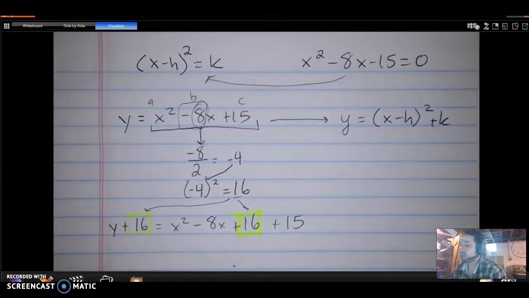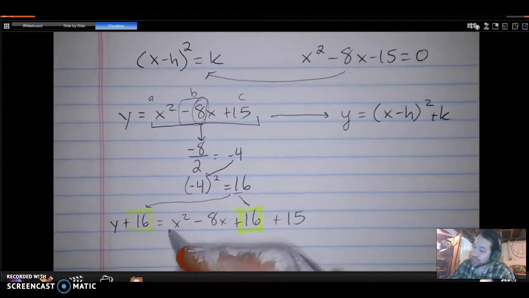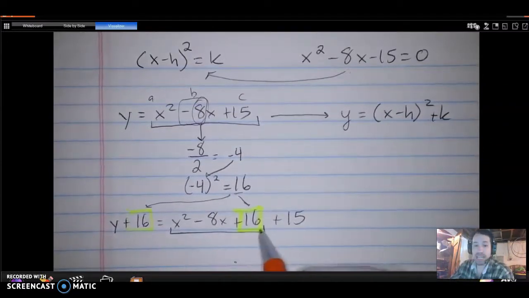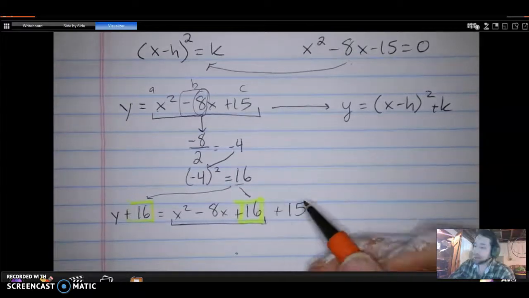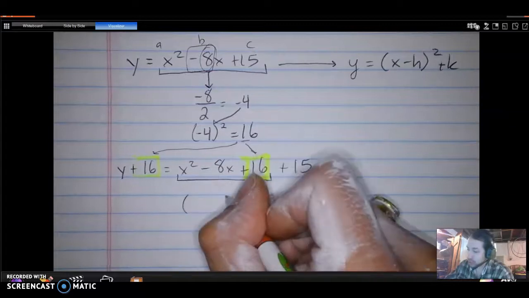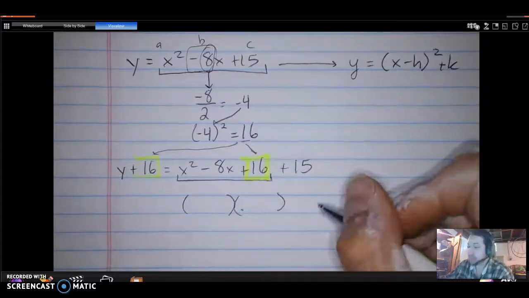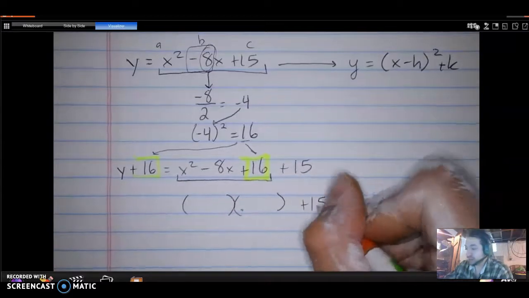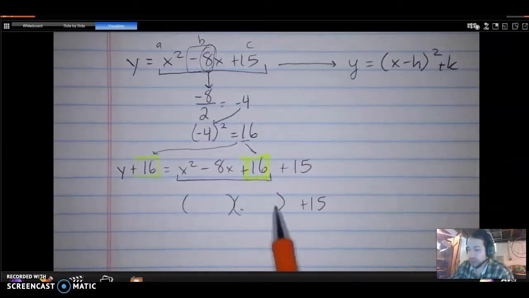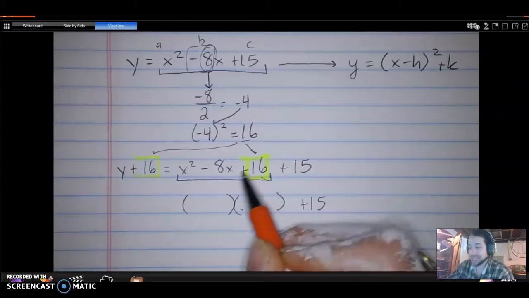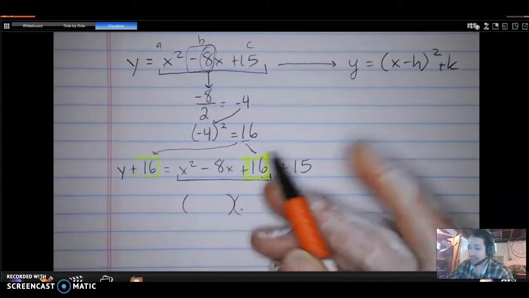Now, the next thing you're going to want to do is take this expression, the part including the x's and the value we just added, and factor it, just like we did in the last video. I'm going to explain this a little more in depth since we understand the process now. Remember, when you factor, it has to be two numbers that multiply up to be 16 and add up to be negative 8.